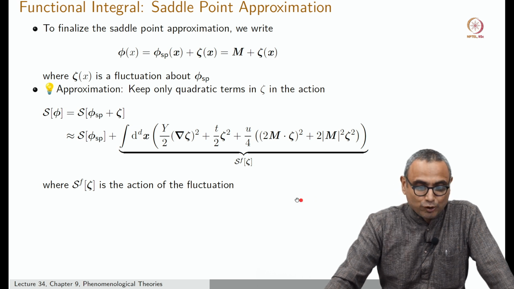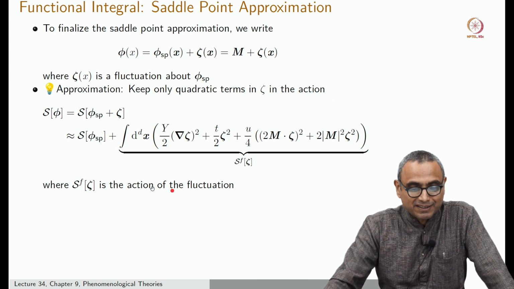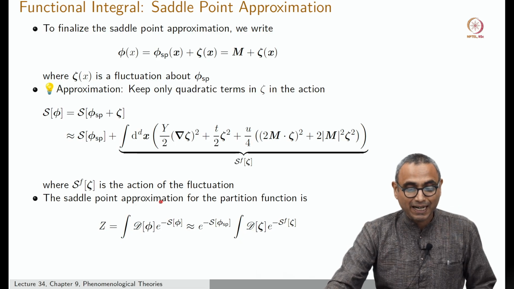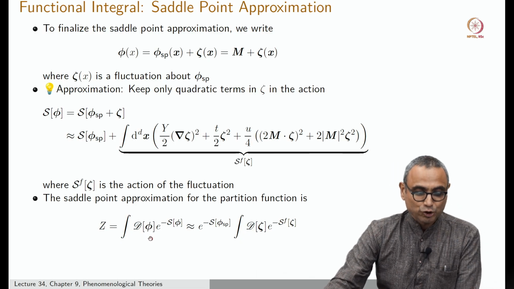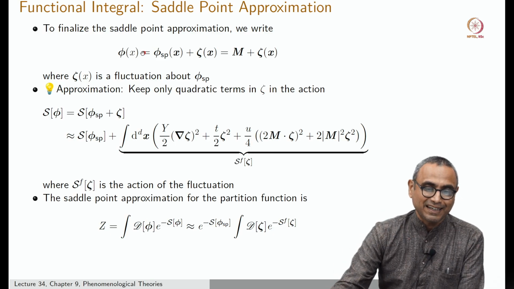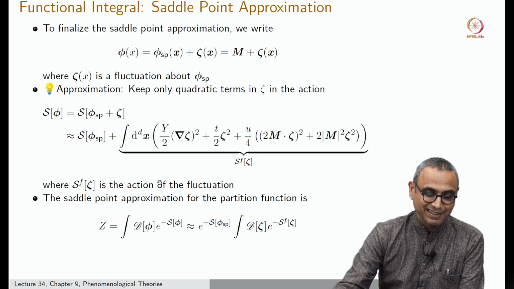Okay, so this is the fluctuation piece to the action, and what we can now do is define the functional integral approximately. So now what I am going to say is that my fields are parameterized in this fashion. So it's m plus zeta of x.